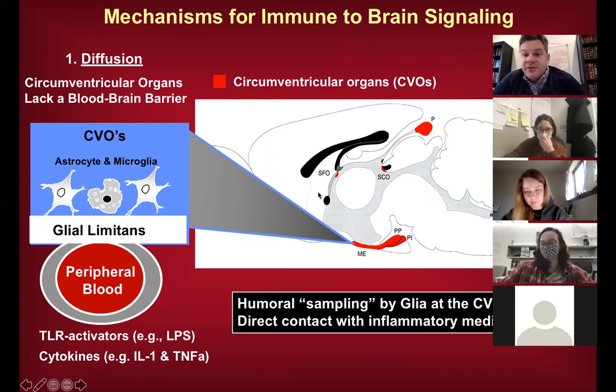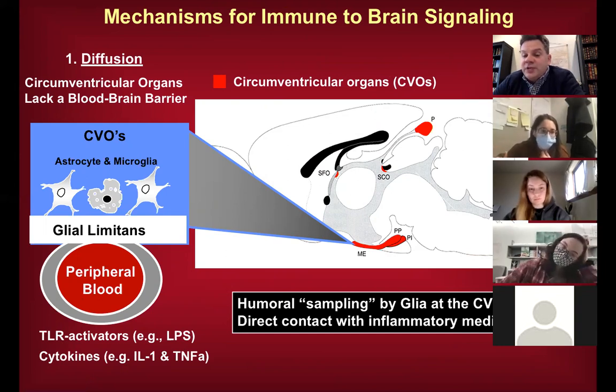And so within these areas of the circumventricular organs, we still have our microglia and astrocytes that are sensing that environment. They're going to come in contact with things that are high in the bloodstream, and you can get direct activation that way, right? So you get kind of humoral sampling, which is blood sampling by the glia at the CVOs, and that's why the CVOs are important.